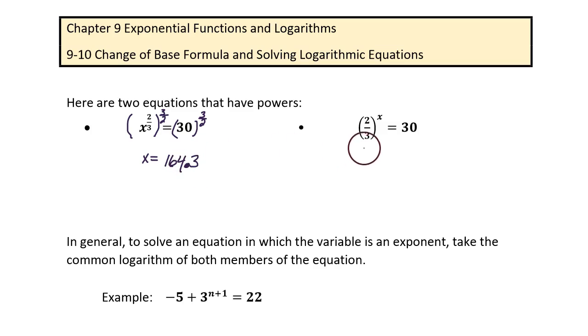For the second equation, however, using a logarithm is a way to get at the variable in the exponent. Take the common log of the left side and the common log of the right side. When you take the logarithm of (2/3) to the x, we can use the theorem that says we can take this exponent and move it in front of the logarithm.